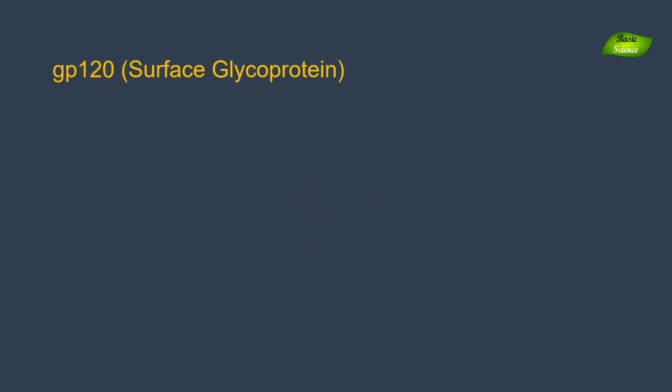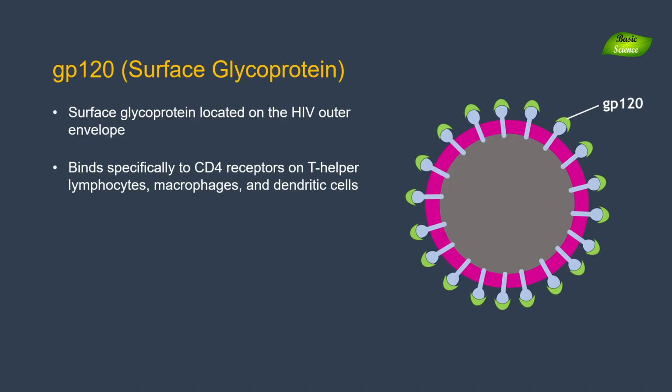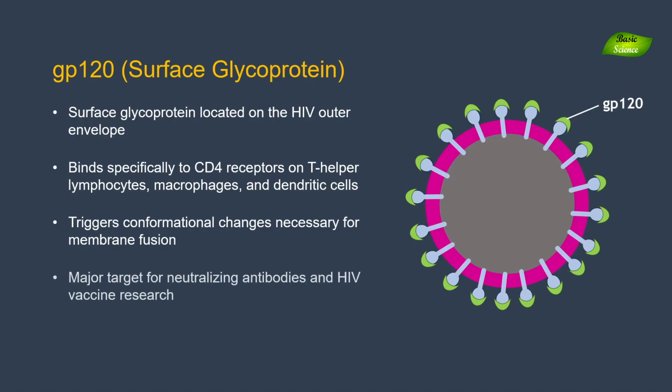gp120, which is surface glycoprotein. Surface glycoprotein located on the HIV outer envelope. It binds specifically to CD4 receptors present on the immune cells. It triggers conformational changes required for membrane fusion. It's a major target for antibodies and also important for vaccine research.